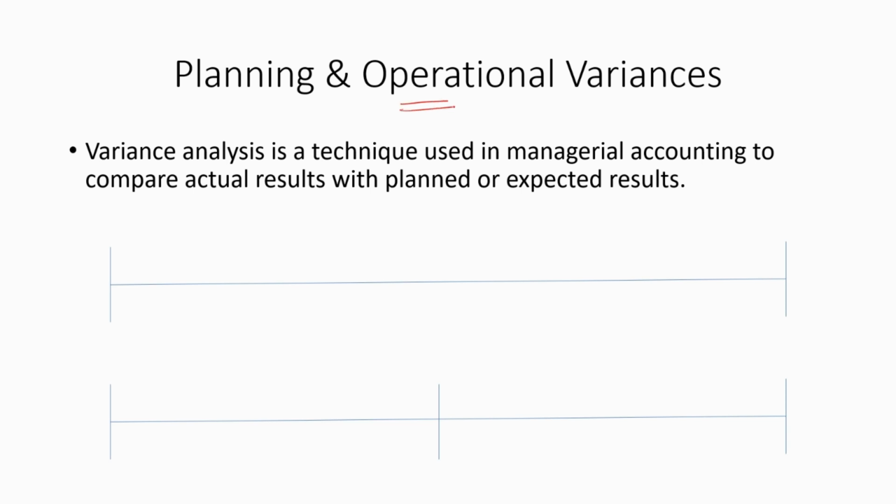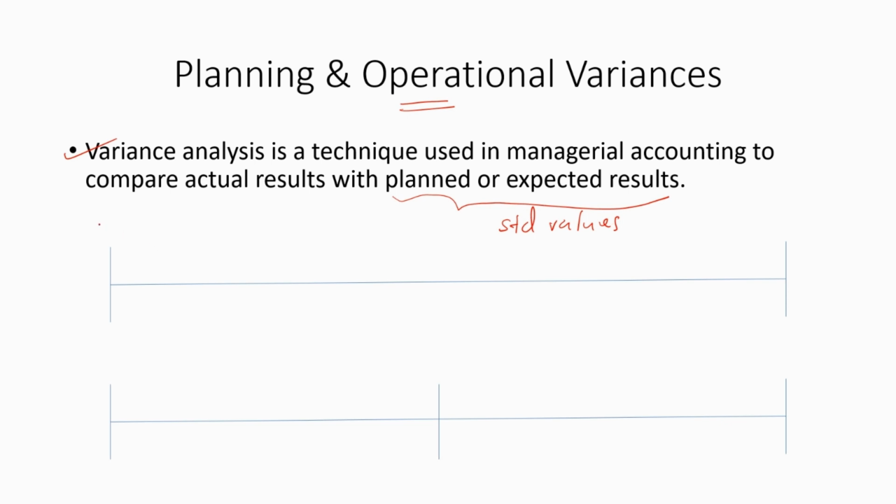Planning and operational variances. Let's recap what a variance analysis is. Variance analysis is a technique used in managerial accounting to compare actual results with planned or expected results. These are also known as standard values.